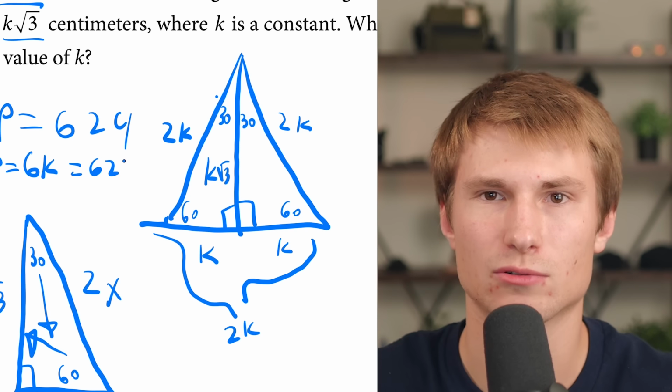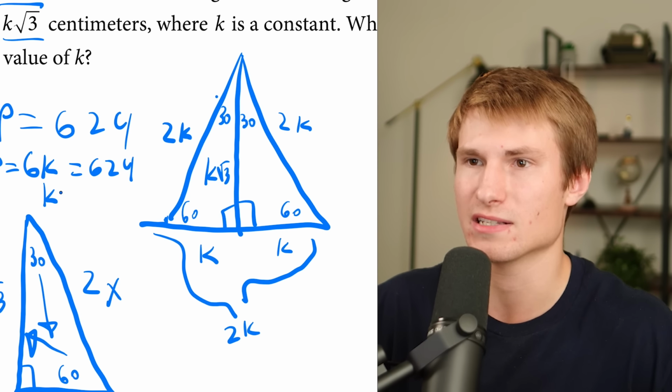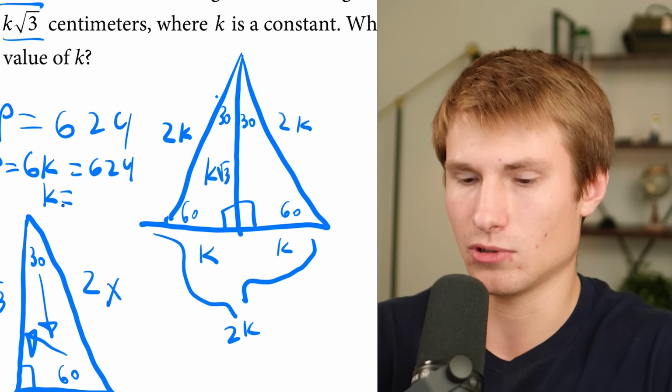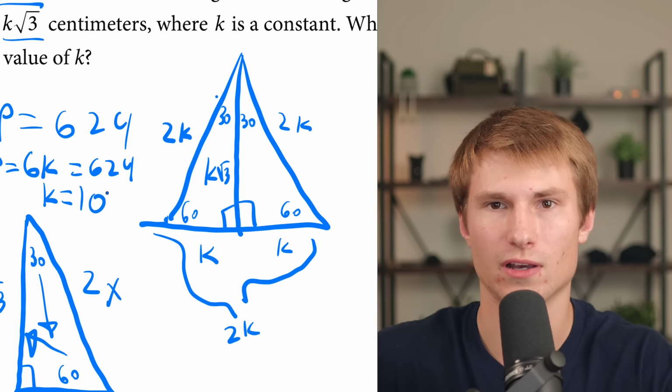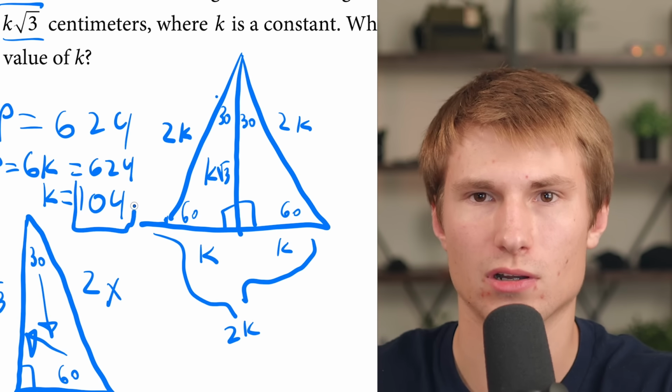Therefore, 6k is equal to 624. Divide both sides by 6. And k is going to equal, put it in a calculator real quick, 624 over 6, which is going to be 104 for the value of k. So our answer there is going to be 104.